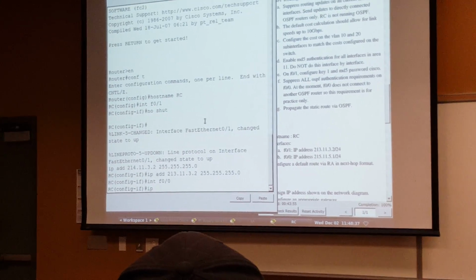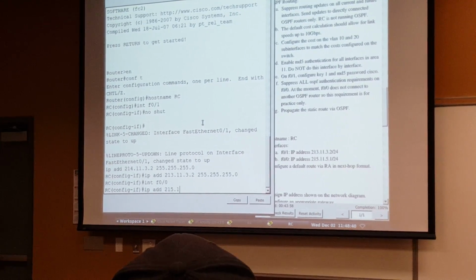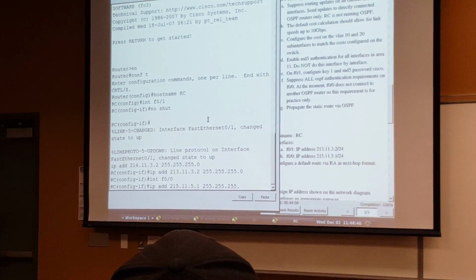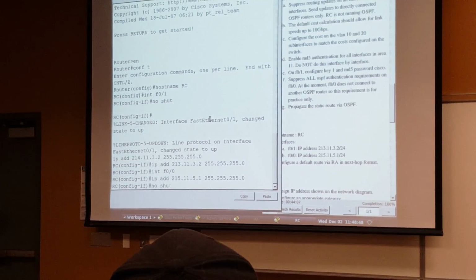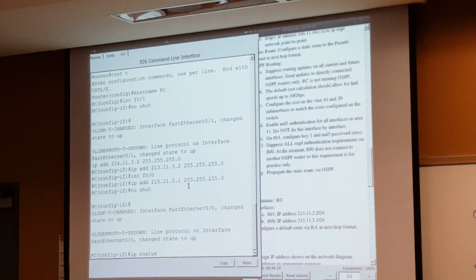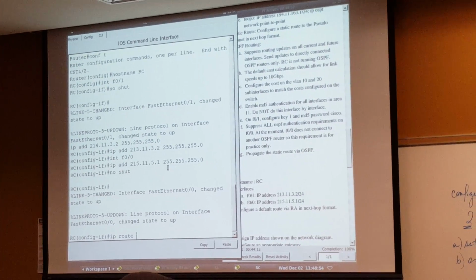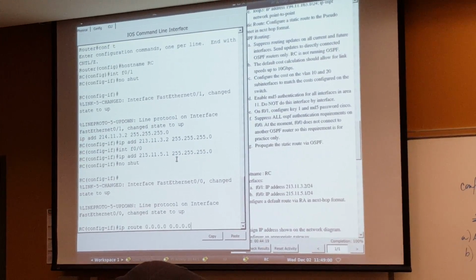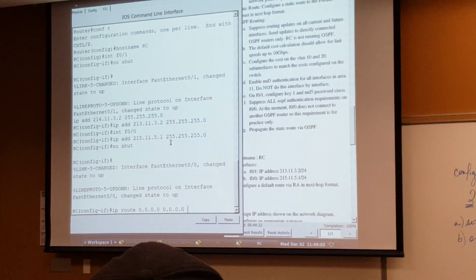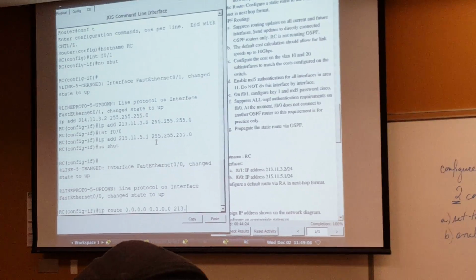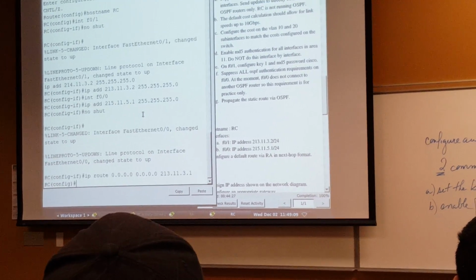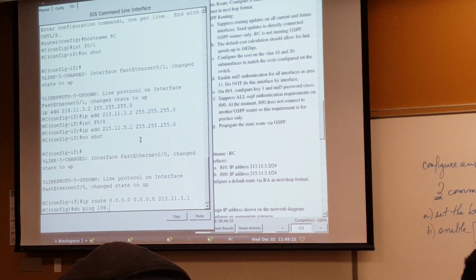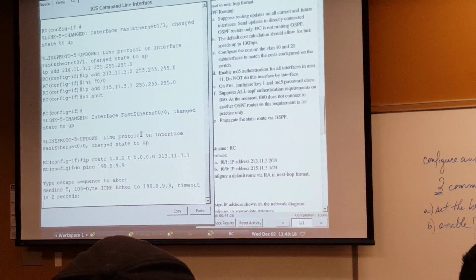FastEthernet 0/0 will be IP address 16.11.5.1. No shut. The default route, ip route 0.0.0.0 0.0.0.0, which is a quad zero route via 213.11.3.1. And this may or may not have connectivity depending how many mistakes I've made.